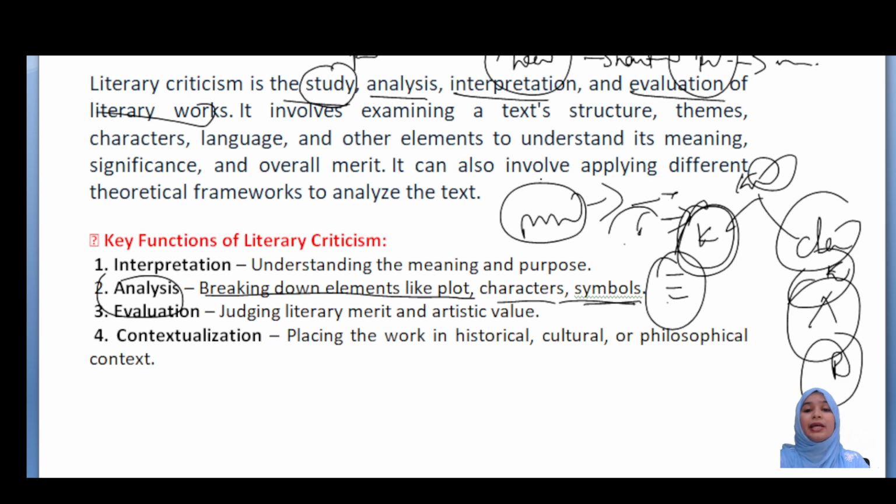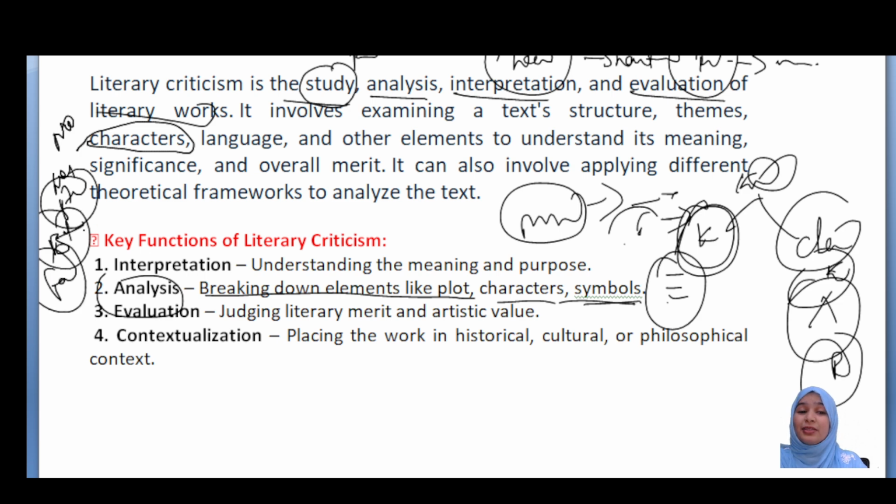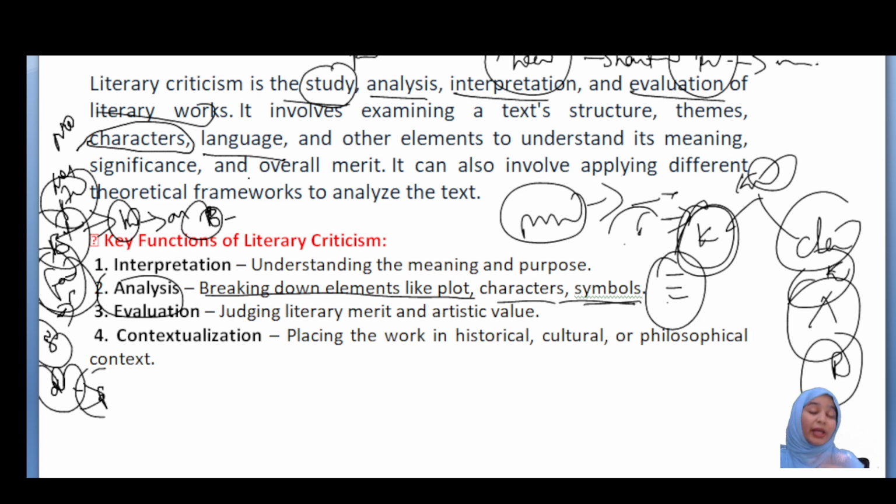Continuing, he says structure, themes, characters. What are those characters, whether they are noble, whether they are weak, whether they are strong, whether they are black, whether they are fair. If black, we can see how the white people show their dominance over black people. If the female is fair, she kept herself very silent like Desdemona, and there the feminist point comes out. Okay, fine. Language, what kind of language the writer has used in his work, and other elements to understand its meaning.